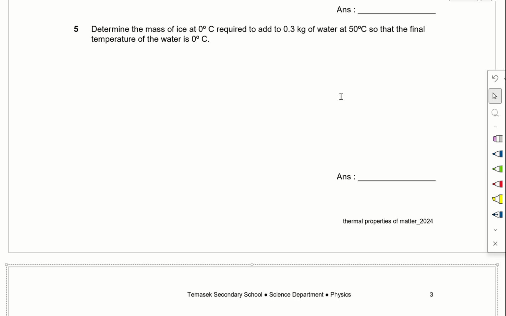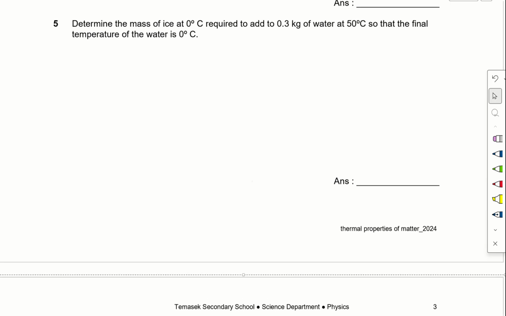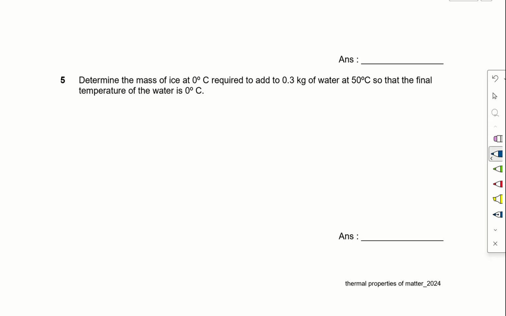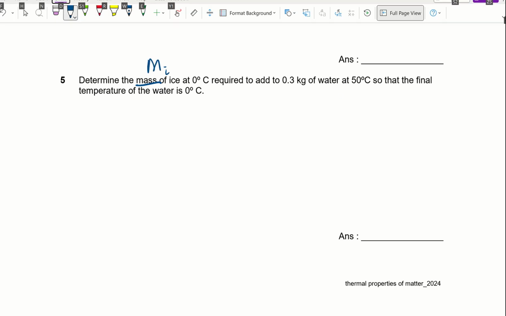Okay, for this video, I'll be going through thermal properties of matter tutorial, question number 5. Determine the mass of ice at 0 degrees. That means I have ice, and it is at 0 degrees Celsius.